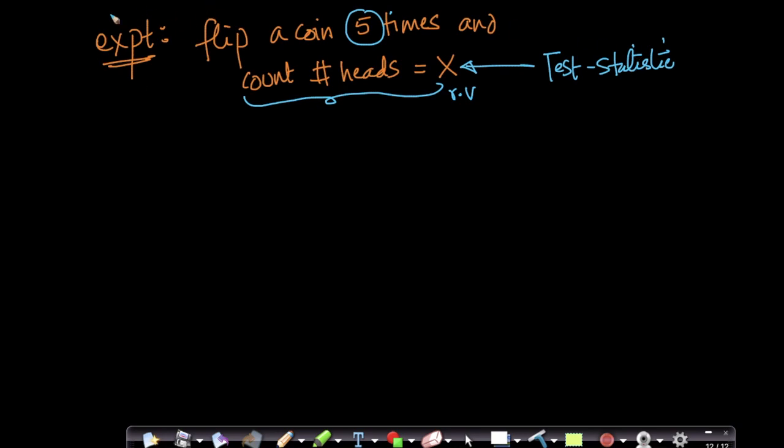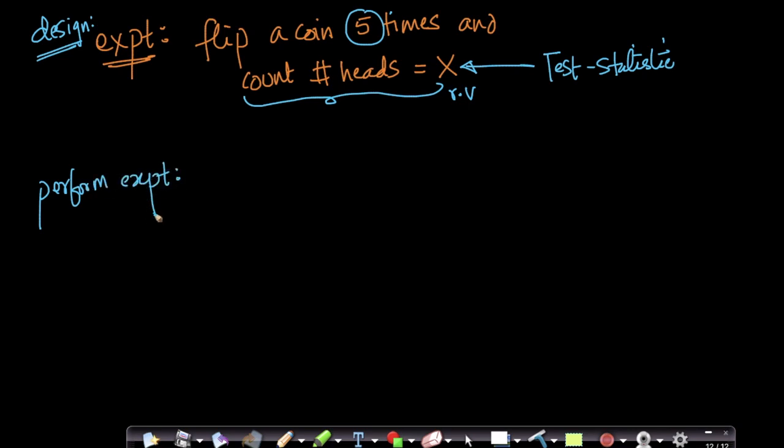This is the experiment we're doing. What is the experiment? That I flip the coin 5 times and I count the number of heads. And the number of heads is nothing but your test statistic. Now you're designing the experiment, right? Now you perform the experiment. Let's assume I perform the experiment.